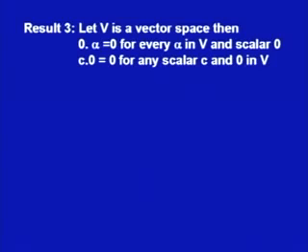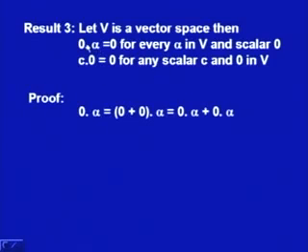Now the next result says that if V is a vector space, then 0 multiplied by alpha is equal to 0 for every alpha in V and scalar 0, and C multiplied by 0 is equal to 0 for any scalar C and 0 in V. Now one thing to be observed here is that this 0 and this 0 are different. This 0 is a scalar. When multiplied by the vector alpha, the result is a vector. So this is a 0 vector, and in this case this is also a 0 vector.